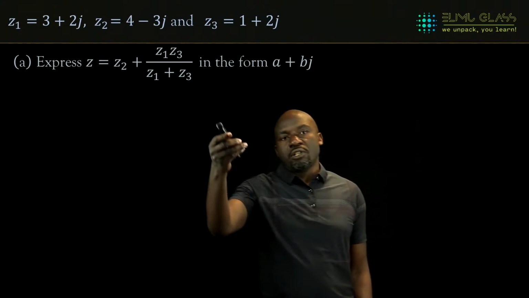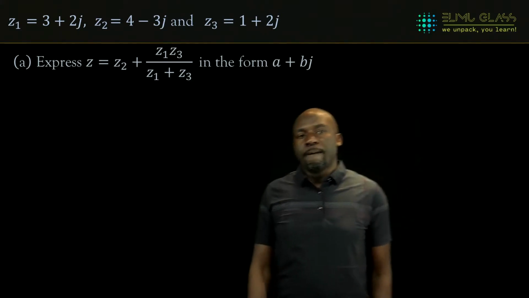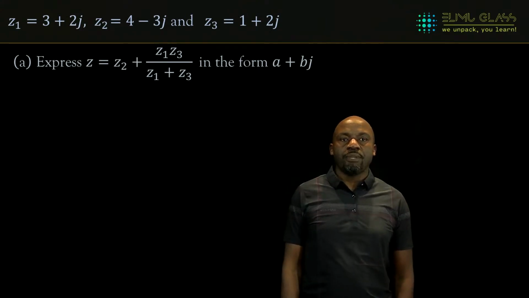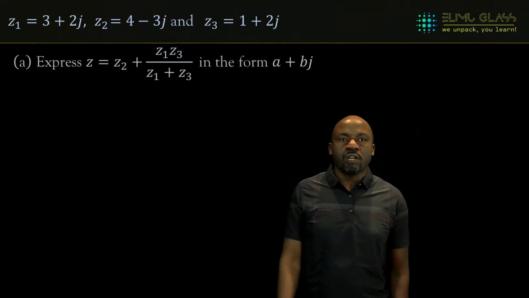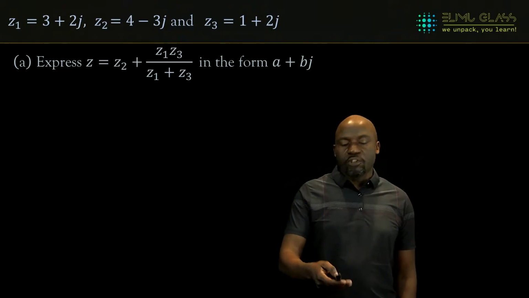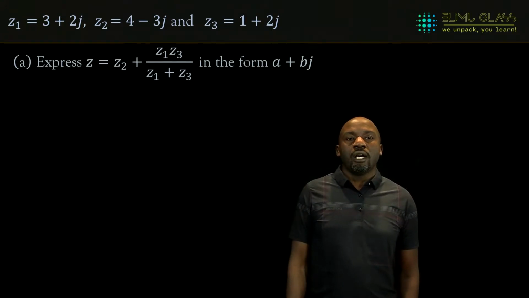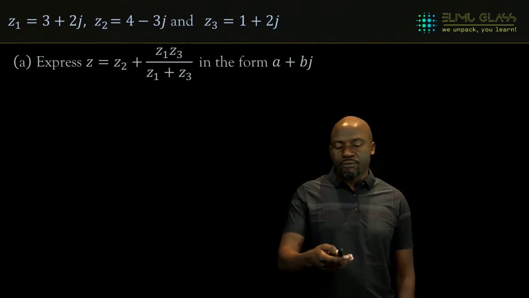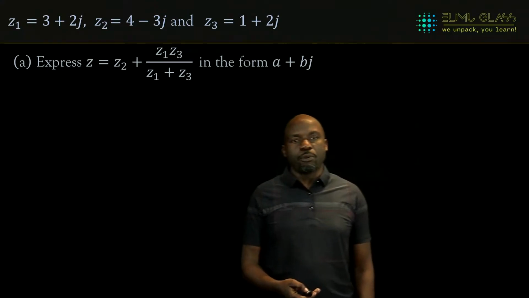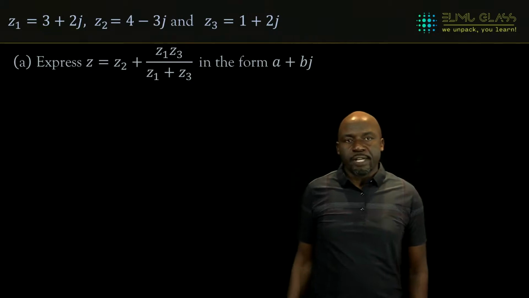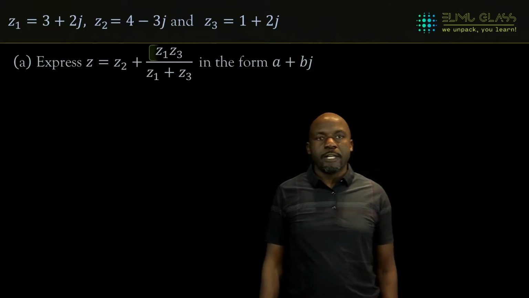This question is not easy to solve. You can solve it without a calculator, but it takes a bit of time. So we will try to go through it without using a calculator. It takes time, and it's not really necessary to work it without a calculator. It's just a waste of time. It's just simple processing. So let's start. We'll start by solving that numerator, z1 times z3.